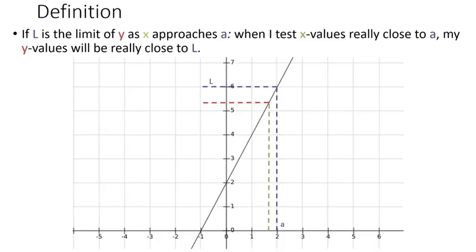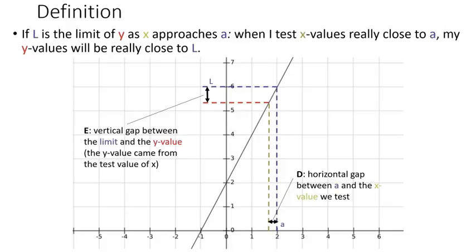Alright, let's say L is the limit of my function y as x approaches a. That means that when I test x values really close to a, my y values will be really close to L. How do we measure that closeness? We have 2 variables. Delta measures the horizontal gap between a and the x value we test. Epsilon measures the vertical gap between the limit and the y value, which we get from testing that x value.